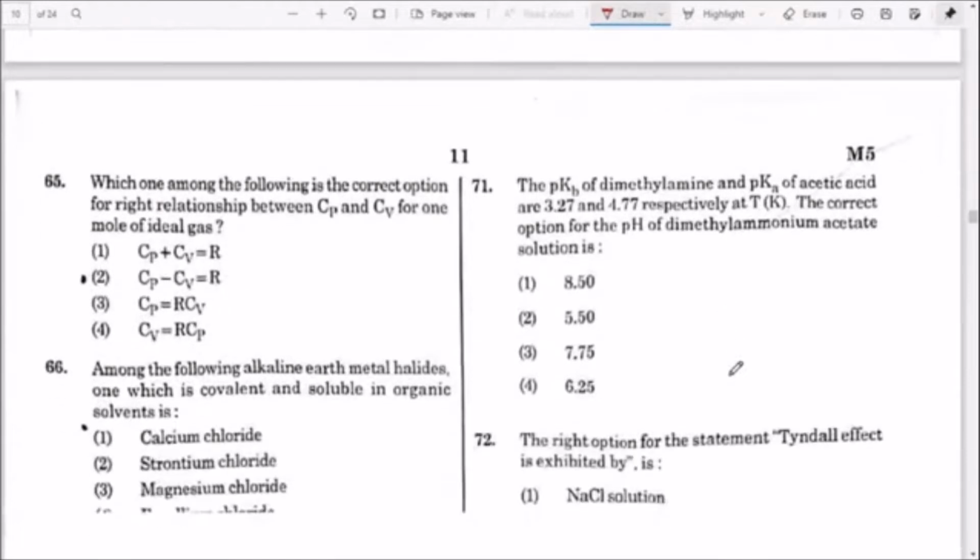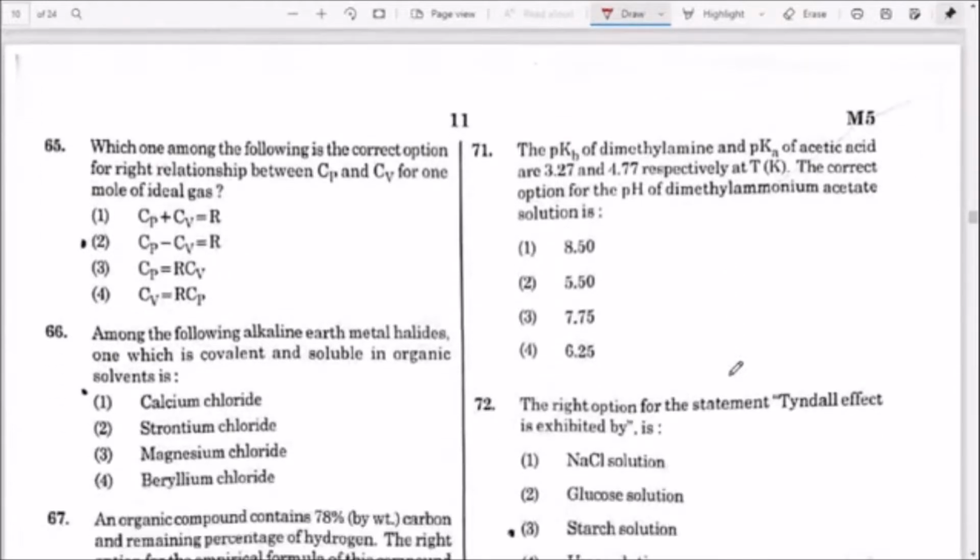Question number 65. Which one among the following is the correct option for the right relationship between Cp and Cv for 1 mole of ideal gas? So for the ideal gas, yes, Cp minus Cv is R. So option number 2 is correct option, students.